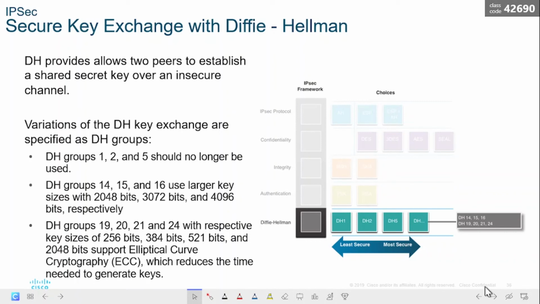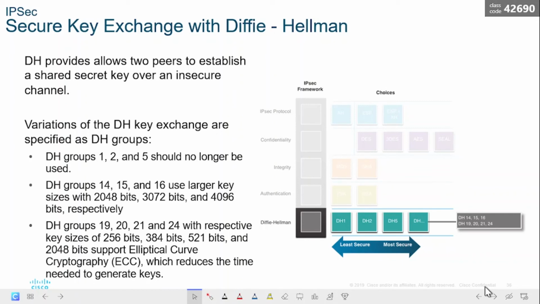Variations of the Diffie-Hellman, or DH, key exchange are specified as DH groups. DH groups 1, 2, and 5 should no longer be used. These groups support key sizes of 768 bits, 1024 bits, and 1536 bits respectively. DH groups 14, 15, and 16 use larger key sizes of 2048 bits, 3072 bits, and 4096 bits respectively, and are recommended for use until 2030.